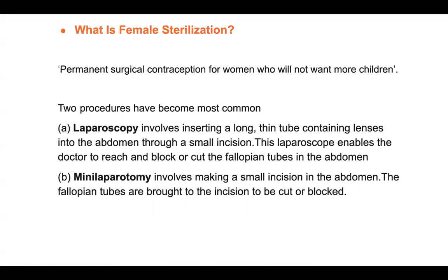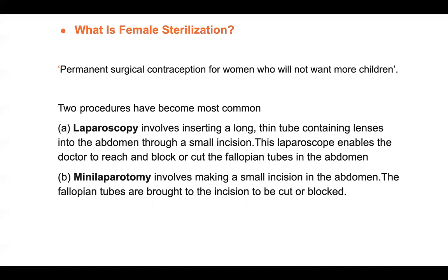There are two procedures which are most common. First, laparoscopy, which involves inserting a long, thin tube containing lenses into the abdomen through a small incision. This laparoscope enables the doctor to reach and block or cut the fallopian tubes in the abdomen.